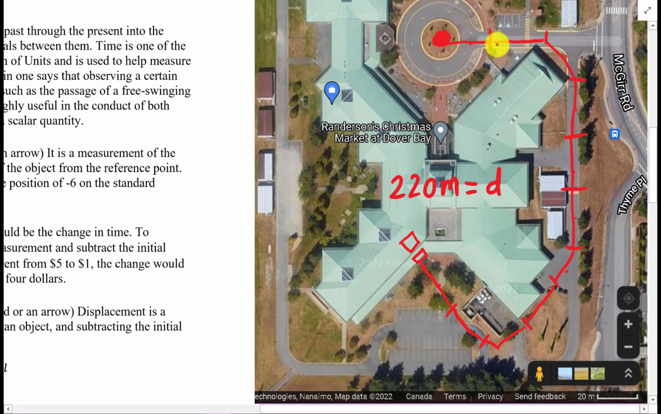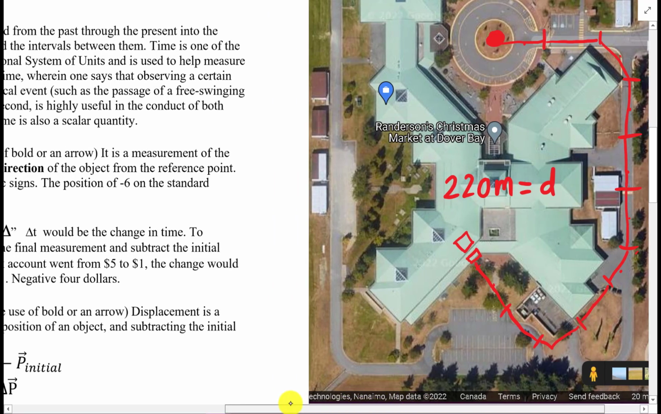But this was east here, then southeast, and south, southwest. We curved around the auto shop here and went northwest. So it was lots of different directions we went. But we're not asked for that. We're asked, what is the distance? How far did you travel in that amount of time?